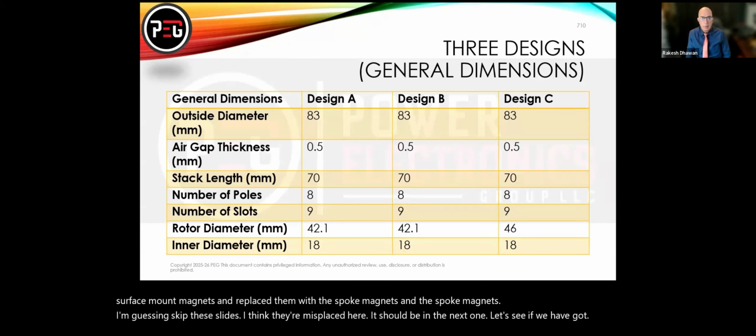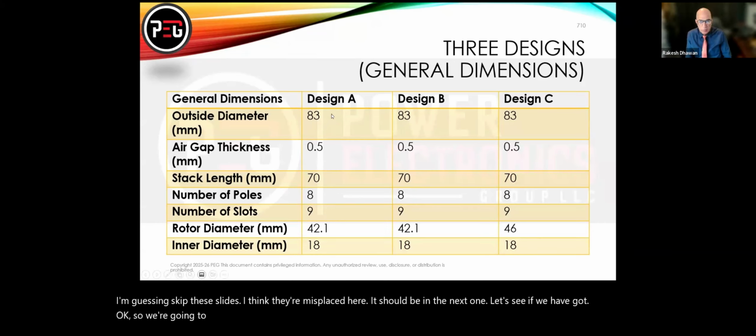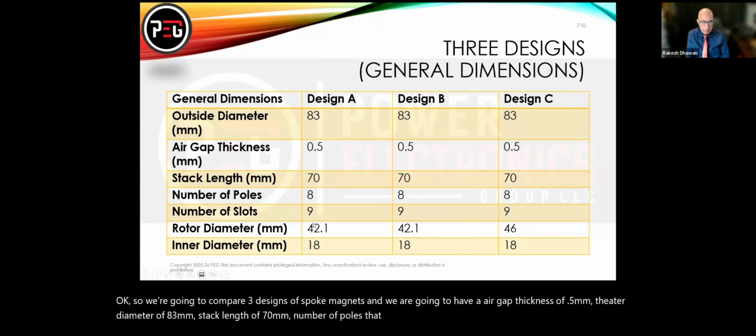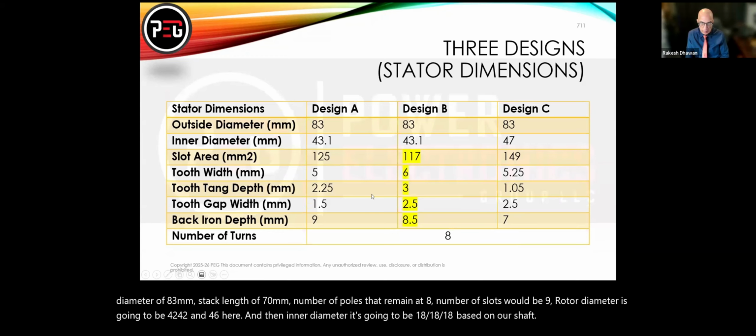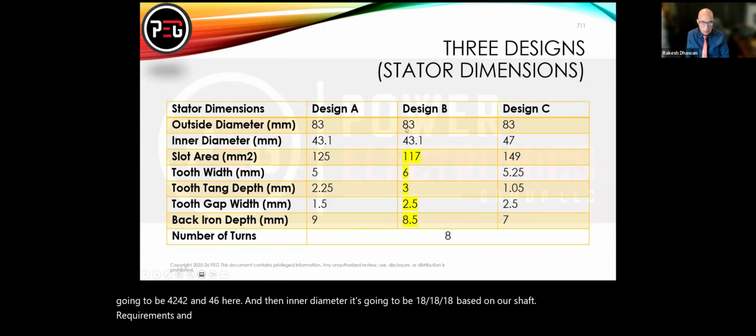Okay, so we're going to compare 3 designs of spoke magnets. We are going to have an air gap thickness of 0.5 millimeters, stator diameter of 83 millimeters, stack length of 70 millimeters, number of poles will remain at 8, number of slots will be 9, rotor diameter is going to be 42, 43, and 46 here, and the inner diameter is going to be 18, based on our shaft requirements. And here we are going to have a different slot area.